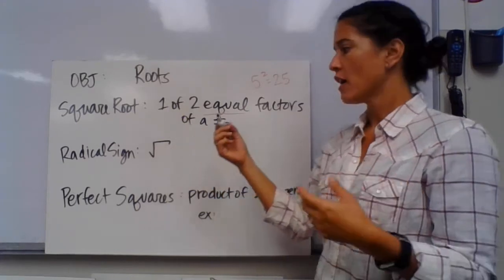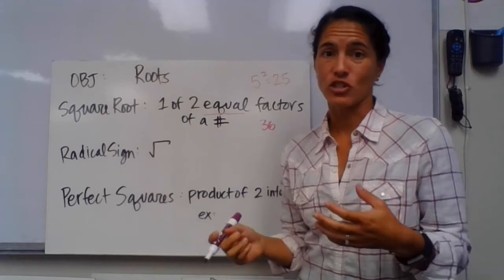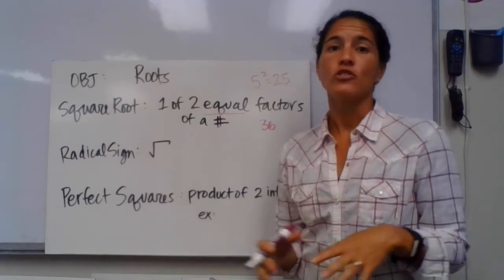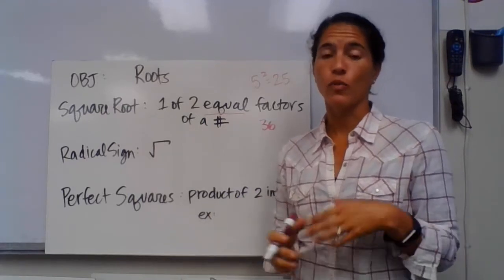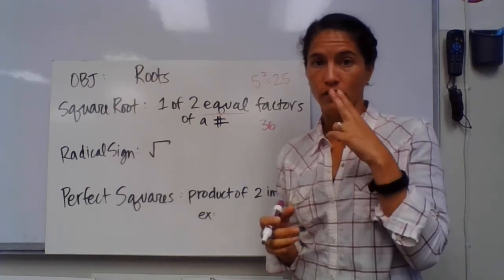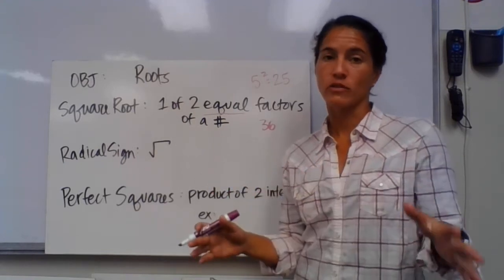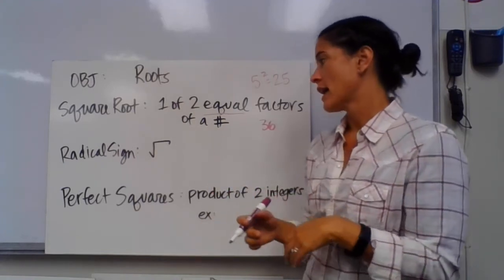Now, let's take a number like 36. 36 has a lot of factors: 4 and 9, 2 and 18, 3 and 12, 1 and 36. But the square root of 36 are the two factors that are equal. And so that's what makes square root different. It's not dividing it by 2, it's finding the two factors that are equal.